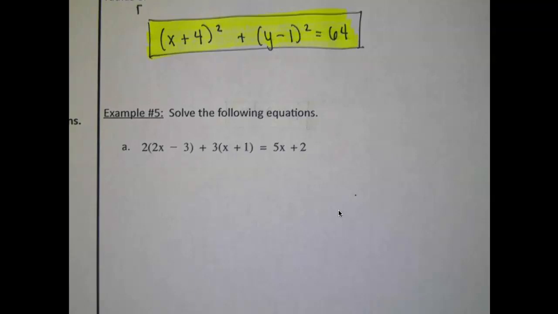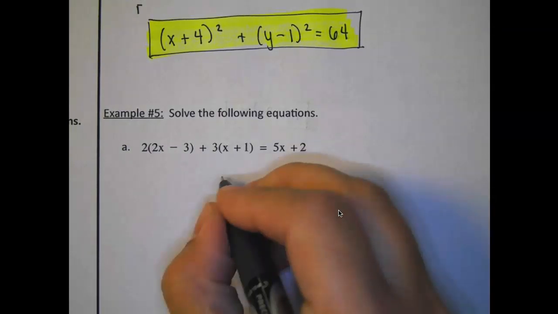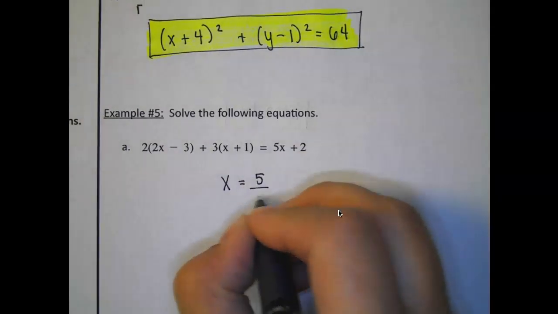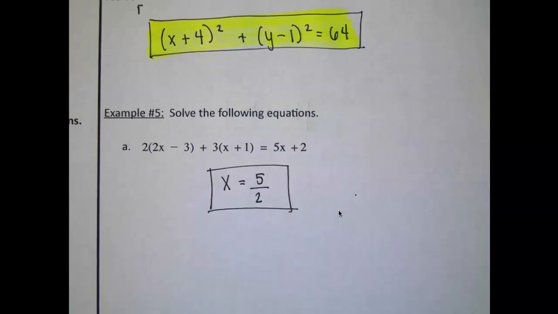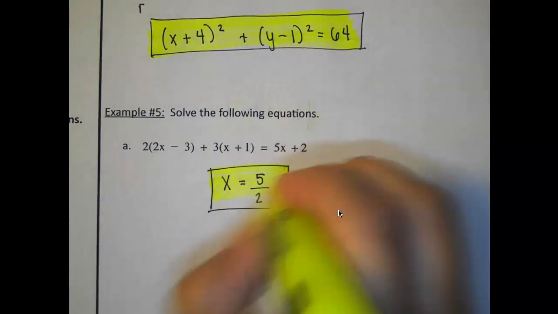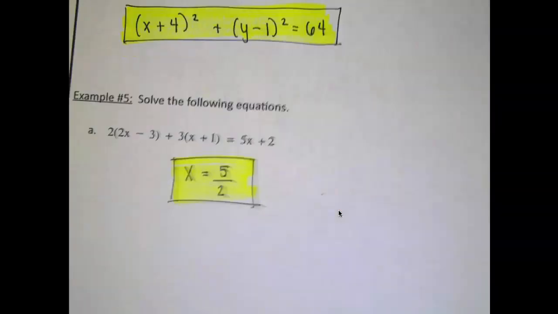Would anyone like me to go over this one? There are a lot of steps here. Okay, great. So x is 5 over 2. Well done, ladies. All right, try this one.